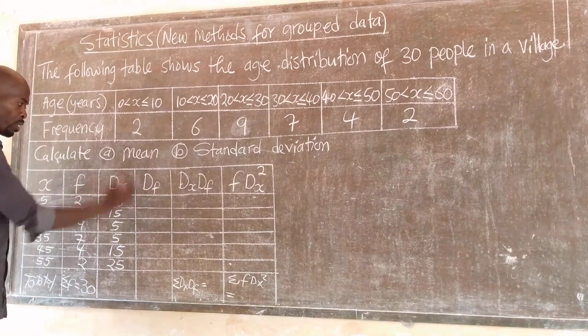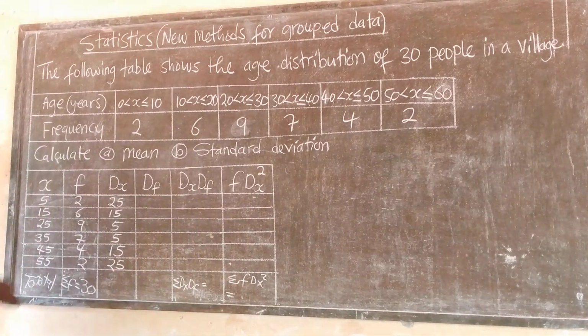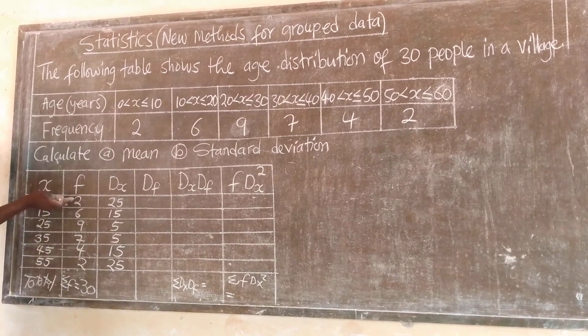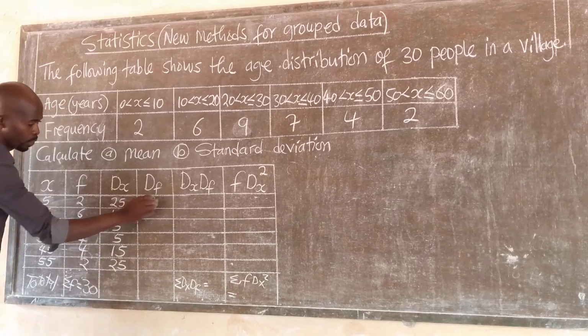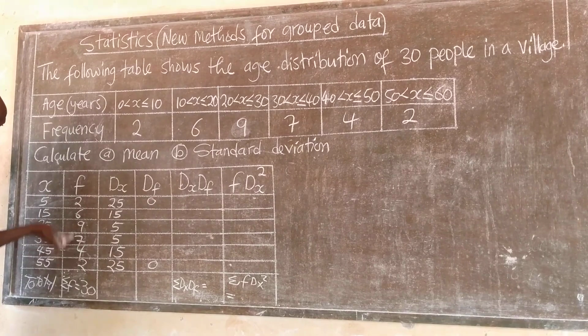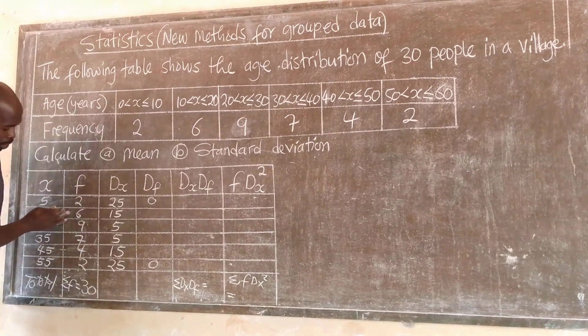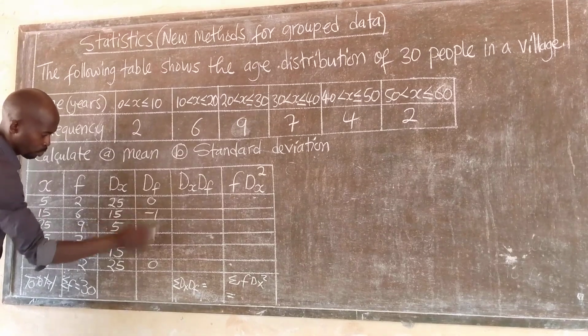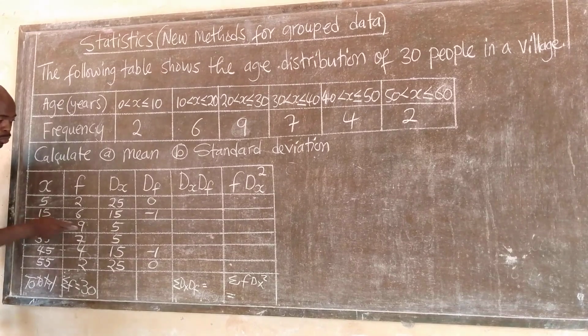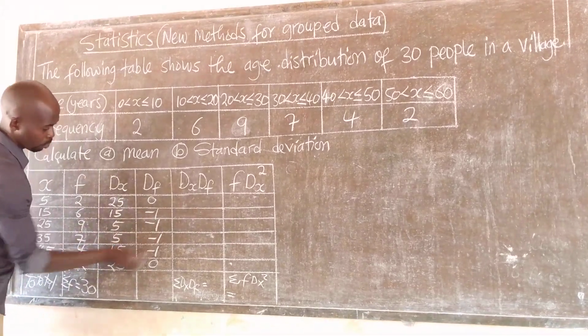We are done. We go to the difference in frequency. We'll be subtracting in the same manner we subtracted the data. 2 minus 2, 0 divided by 2, it's 0. We share them equally. Then we have 4 minus 6, that is negative 2 divided by 2, negative 1, negative 1. Then 7 minus 9, negative 2 divided by 2, negative 1, negative 1.